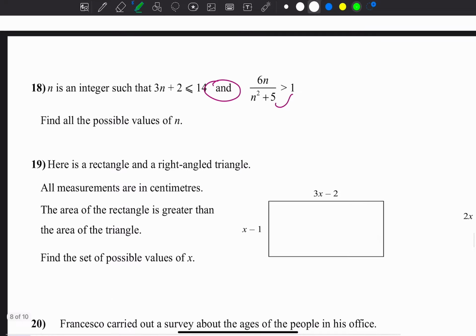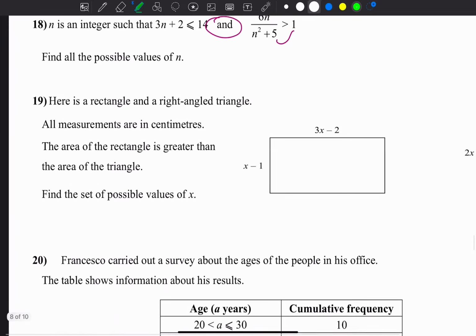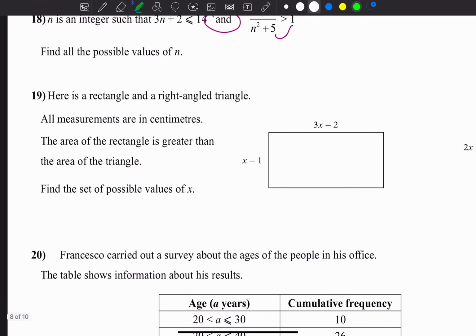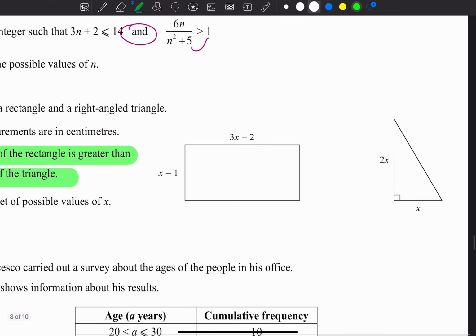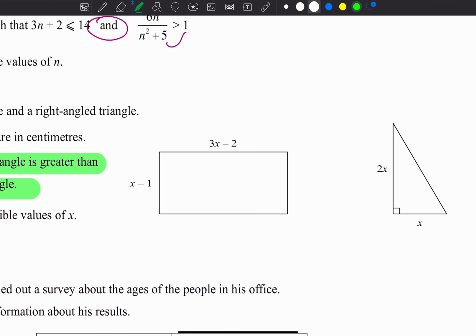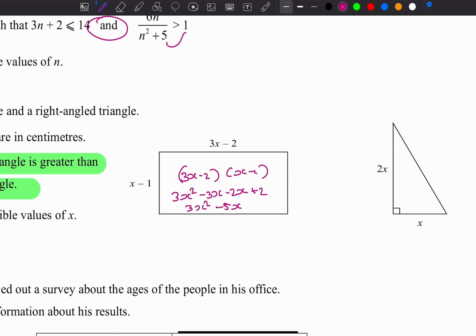Next one. Here is the rectangle, with all the measurements. The area of the rectangle is greater than the area of the triangle. The area of the rectangle, what is it? It's 3x minus 2 times x minus 1. That will give you 3x squared minus 3x minus 2x plus 2, which is 3x squared minus 5x plus 2.